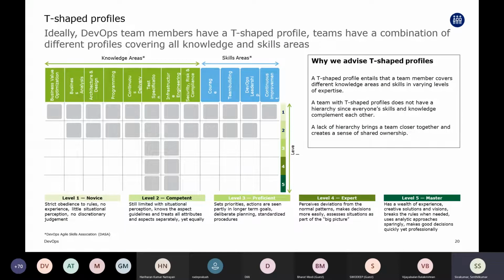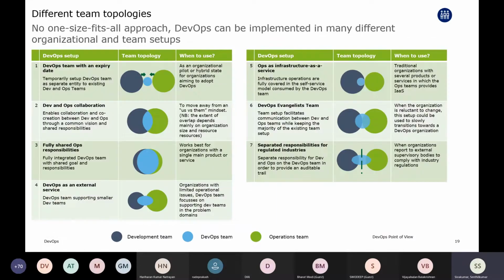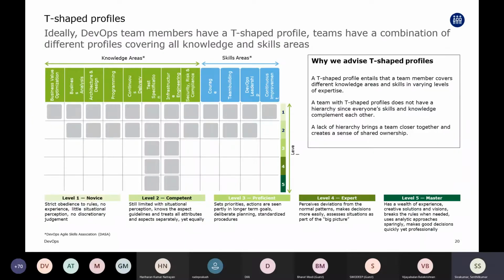So these are the models we have to identify the topology things in terms of identifying how the teams can fuse, how they are delivering the process from one phase to another, or developing the solution for the planned applications. But T-shaped profiles is the best practice to understand the knowledge areas and skill set.